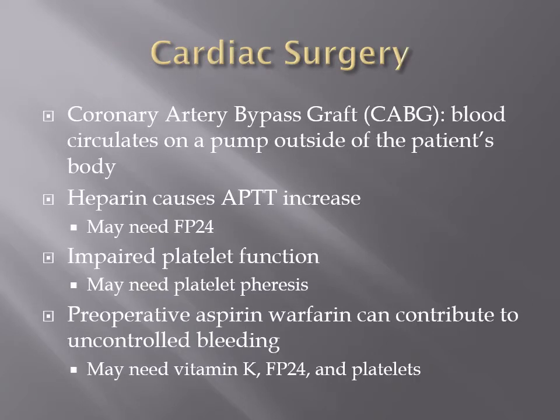For cardiac surgery, there's a procedure called a coronary artery bypass graft. They also call that a CABG, or cabbage, where the blood circulates on a pump outside of the patient's body. Very interesting if you want to Google that. It's not for the faint of heart to see how that works. It's crazy. Heparin causes an APTT increase, so you may need fresh frozen plasma. It can impair platelet function, so you may need a plateletpheresis unit. Preoperative aspirin or warfarin can contribute to uncontrolled bleeding, so you may need vitamin K, fresh frozen plasma, and platelets.